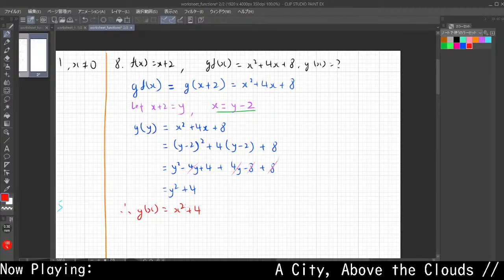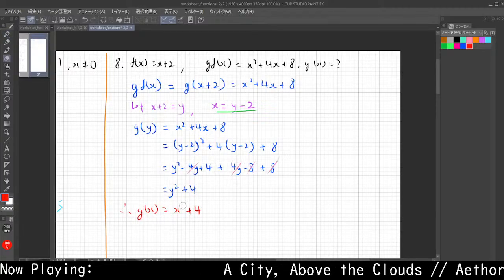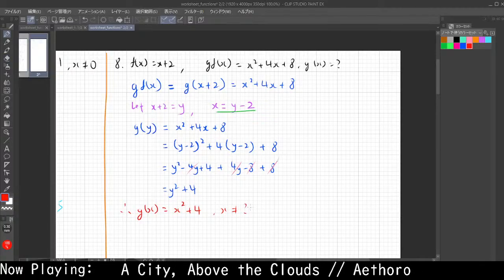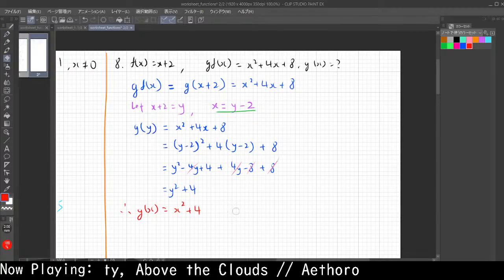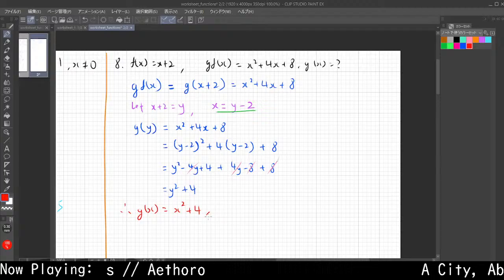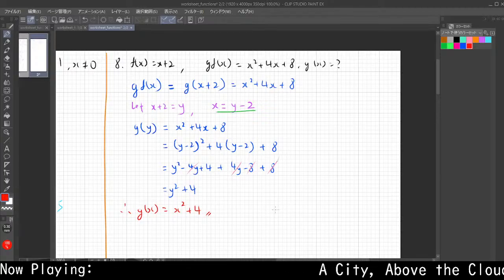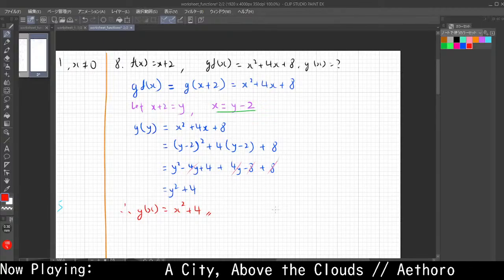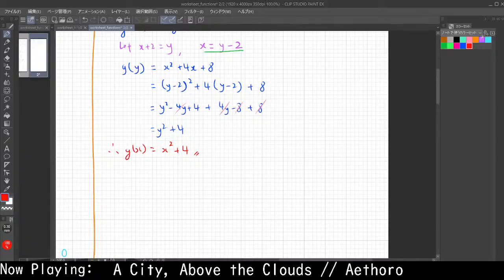There is nothing this cannot be equal to, therefore we do not write x not equal to something. No, we don't need to write this. So there's nothing else left to do. This should be your answer. This is how you find out g(x) when given f(x) inside.